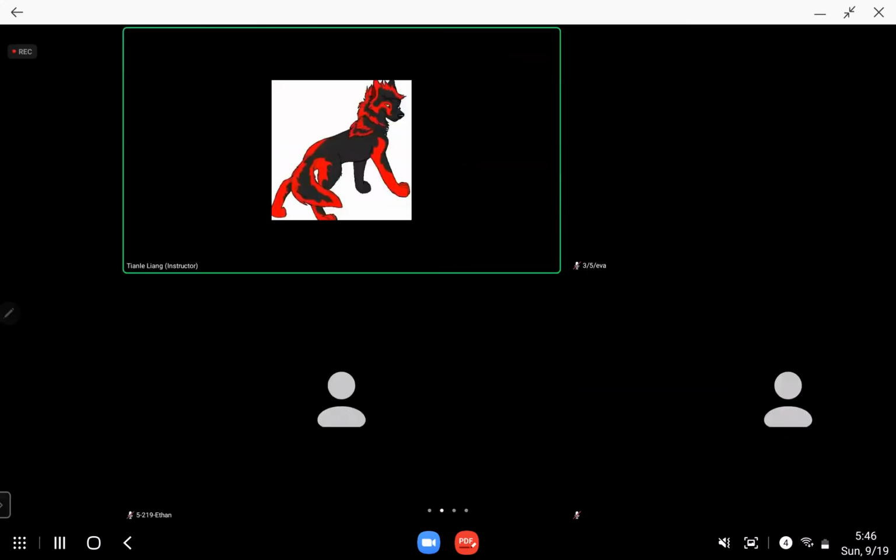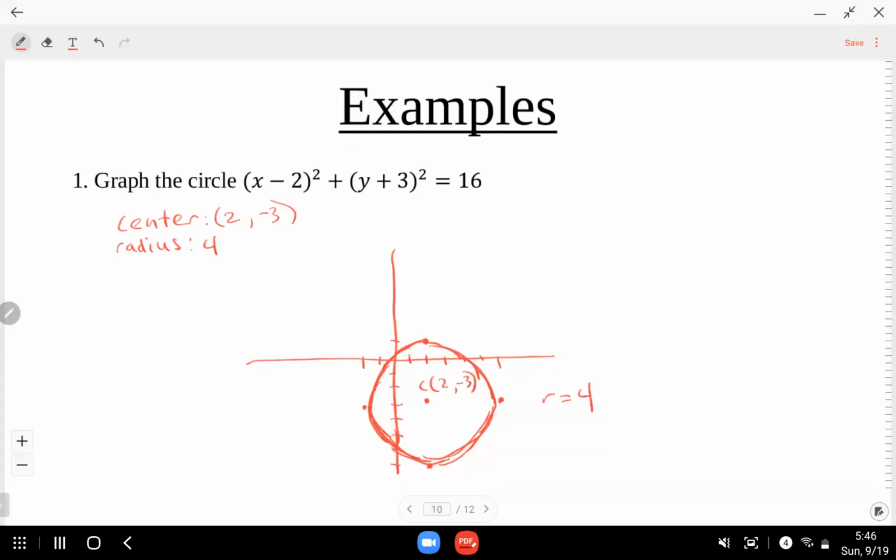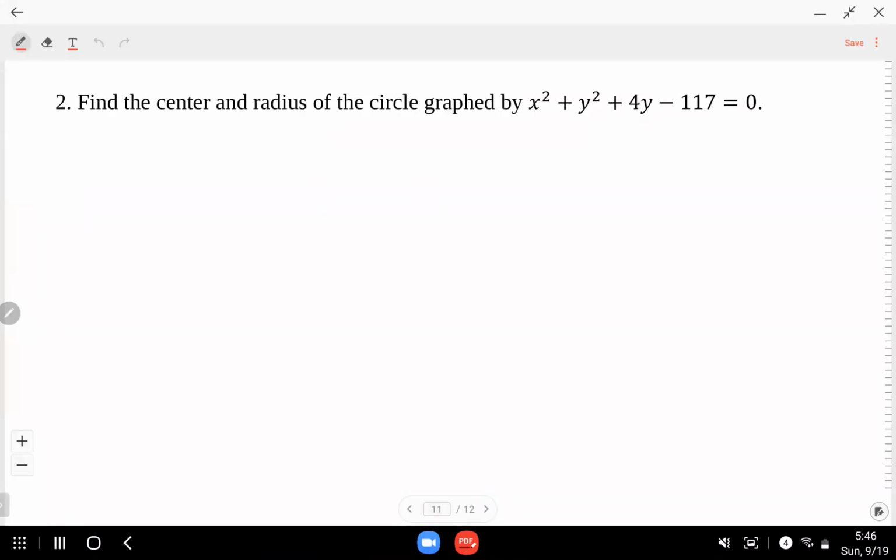Okay, so number 2. Find the center and the radius of the circle graphed by x^2 + y^2 + 4y - 117 = 0. All right. Find the center and the radius of the circle. How do we do this?